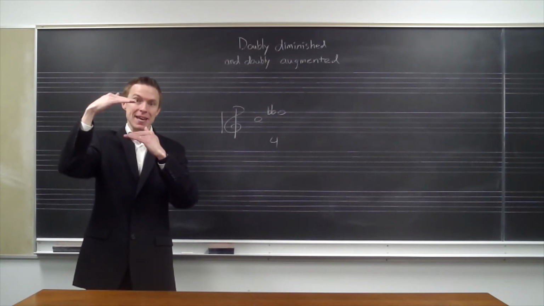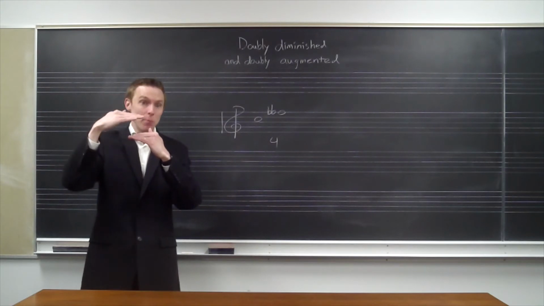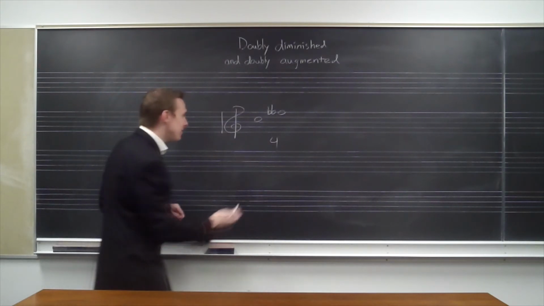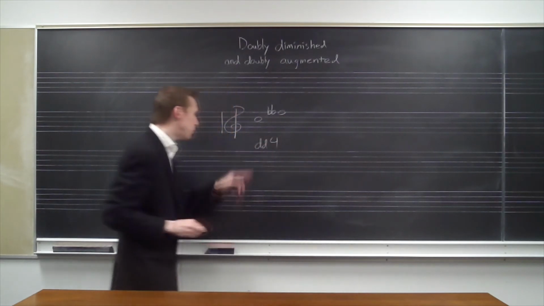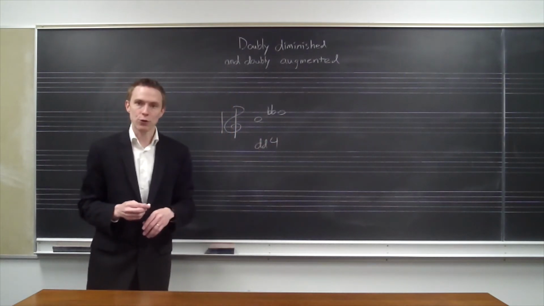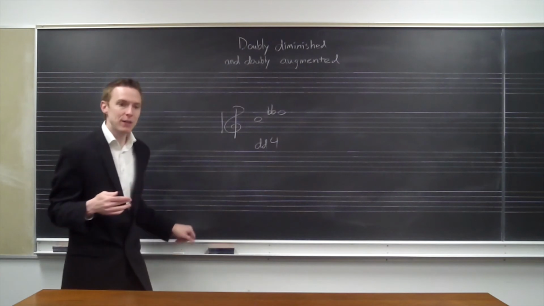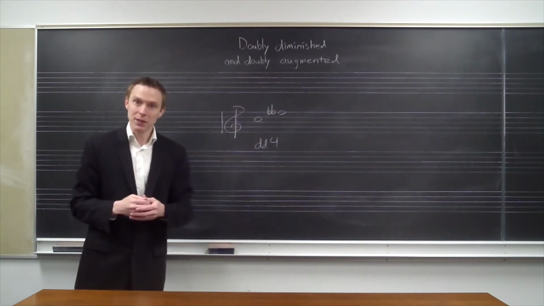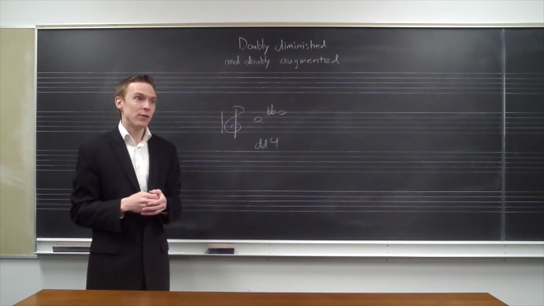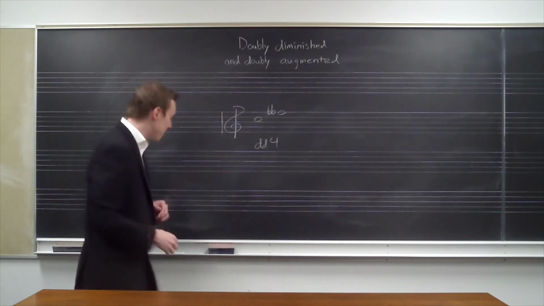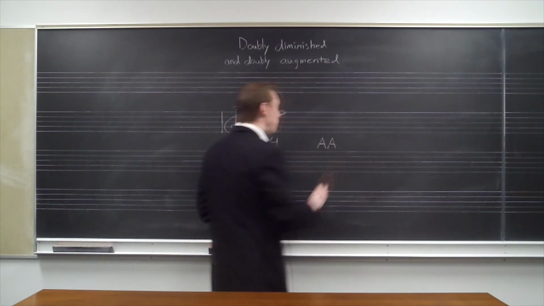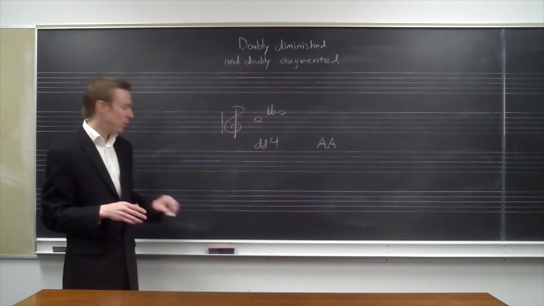F flat would be a diminished fourth, and F double flat, which is what we actually have here, is going to be called a doubly diminished fourth, abbreviated with two lowercase d's, and then of course the number 4. So anytime you have an interval that's a half step smaller than diminished, it's doubly diminished. Anytime you have an interval that's a half step larger than augmented, it's going to be called doubly augmented, abbreviated with two consecutive capital A's.